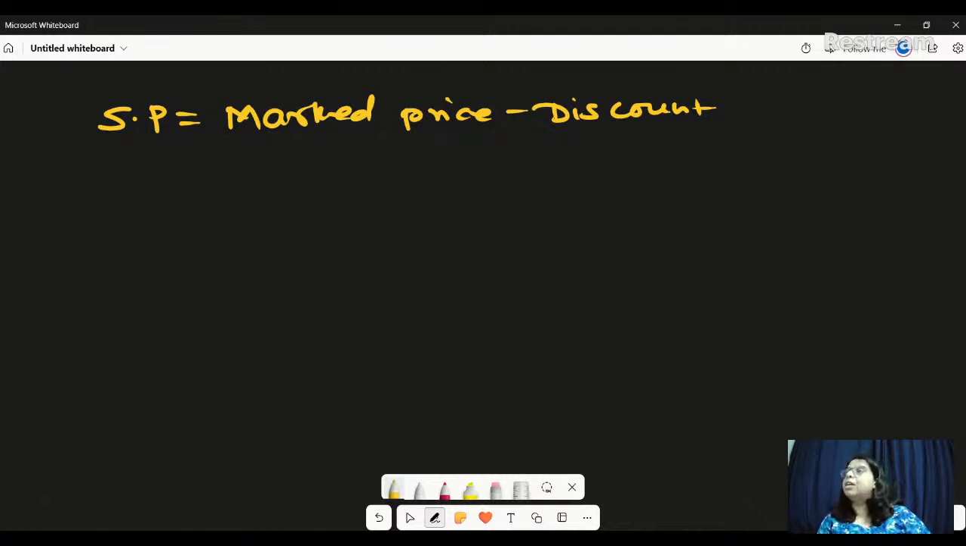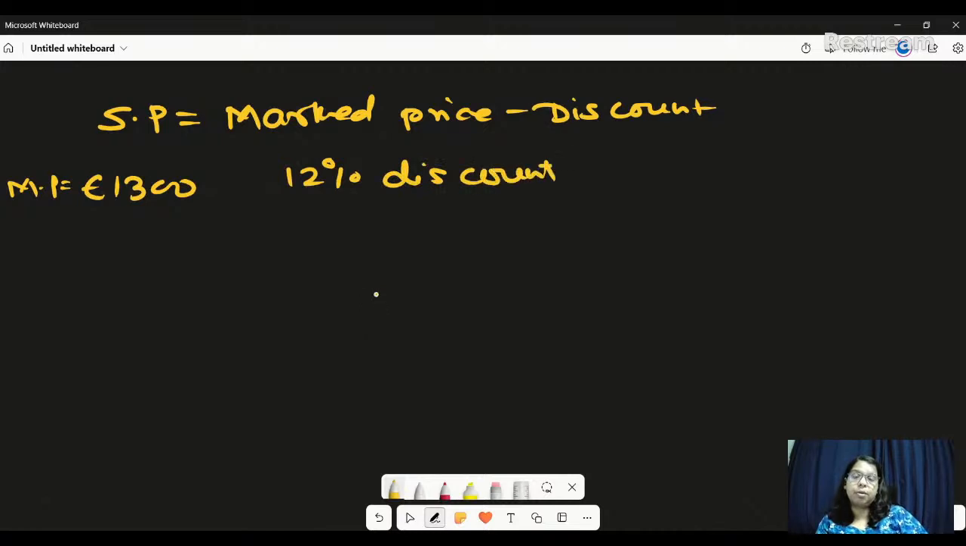Now they are saying that the marked price of a golf set is 1300 euros, so let's call it MP. MP is equal to 1300 euros, and there is a 12% discount. So we have to first find the discount of this one.